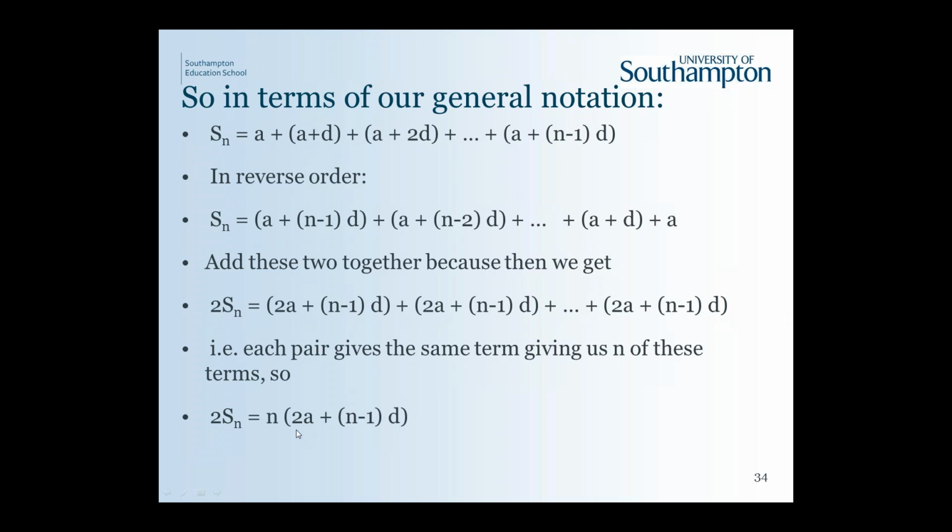So I've got n times 2a plus n minus 1d, and I need to divide that all by 2. So the sum of n terms of a series is given by this formula. I think it's really important to show the students this. Start with getting them to sum it up to 100, show them the fact that you do it in pairs, and that is how you derive this formula.